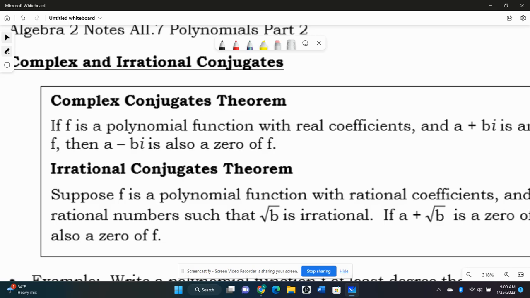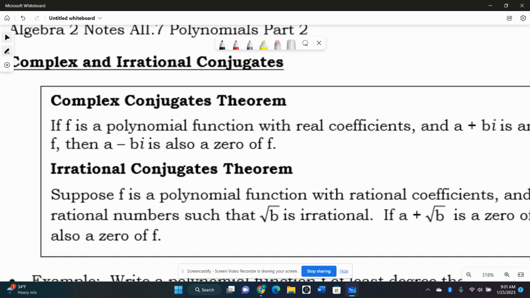Good morning, everybody. I'm just going to run through our notes really fast here. They can get a little bit hairy, but let's hope that we can get through them. So we're just looking at a couple theorems today, and they deal with our complex and our irrational numbers.